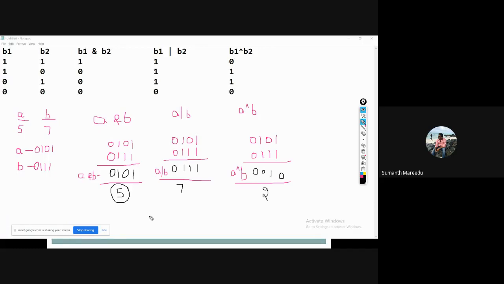So we have two more bitwise operators to discuss: left shift and right shift. We'll see them in the next session. Okay, so this is for today's session. Hope you understood everything. If you have any doubts, you can clarify now.